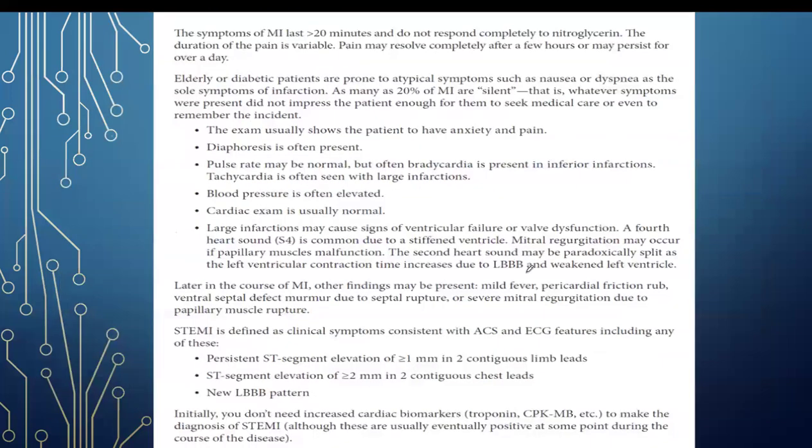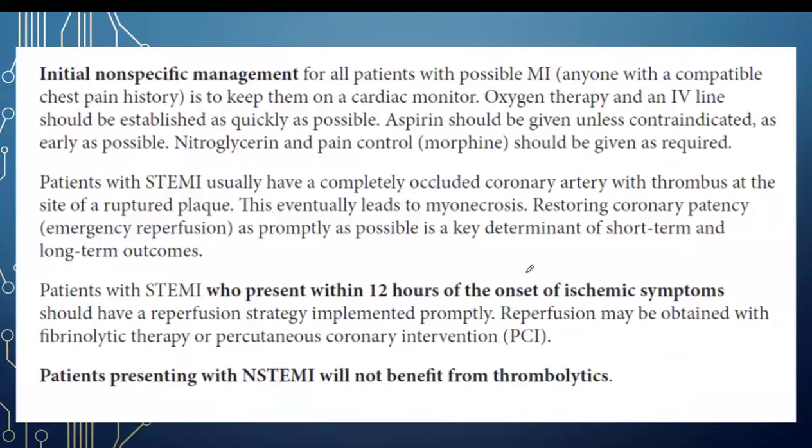So these are from your Kaplan strip to CK, and you can see what we have discussed so far. A patient with ST elevated MI who presents within 12 hours of the onset of symptoms should have a reperfusion strategy, which is basically percutaneous coronary intervention, which is a stenting, or fibrinolytic therapy, which is streptokinase, alteplase, reteplase, those things. A patient with non-ST elevated MI will not benefit from thrombolytics.